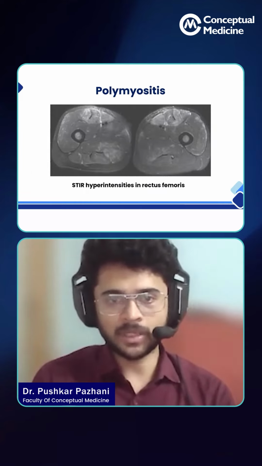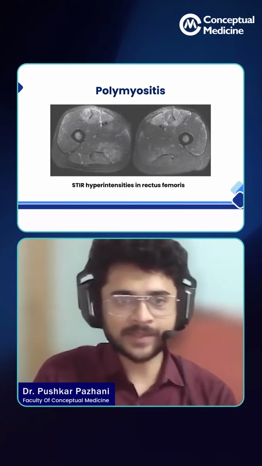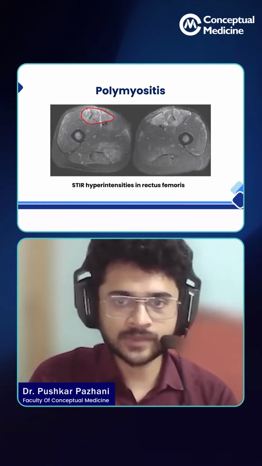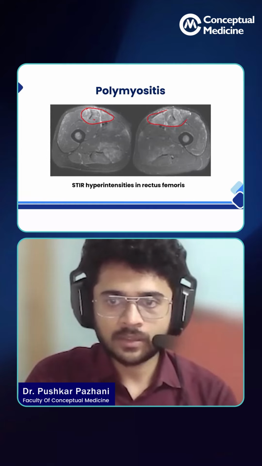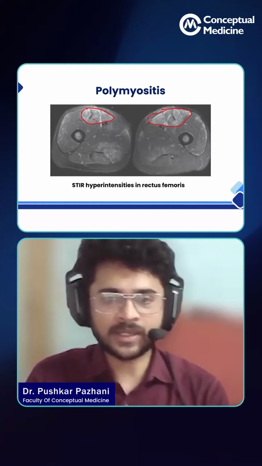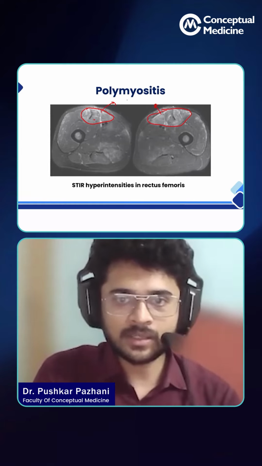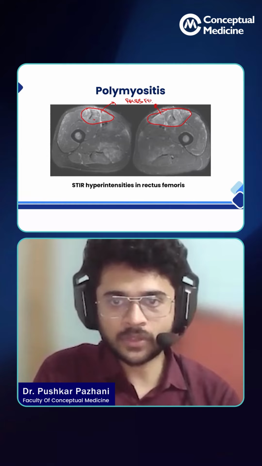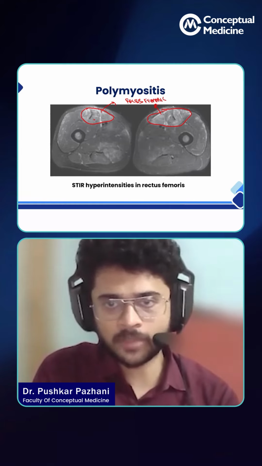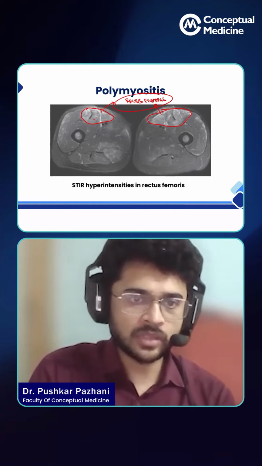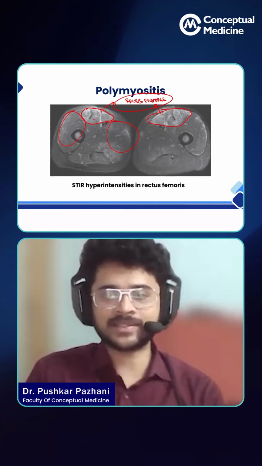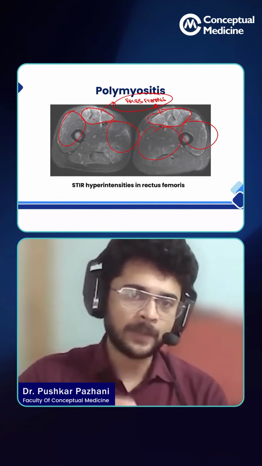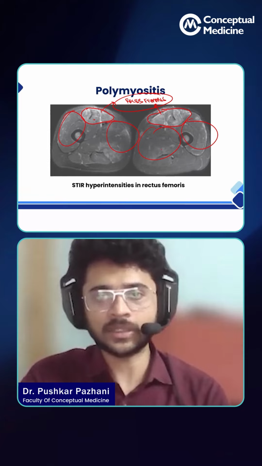This is a muscle MRI of a patient with polymyositis. You can see over here, this is a STIR sequence, and there are significant STIR hyperintensities involving the bilateral rectus femoris. If you do a muscle MRI for inclusion body myopathy, it will be exactly opposite. You'll get more findings in the vastus medialis and lateralis, and the rectus femoris will be spared. So this muscle MRI pattern is just the opposite of what you see in inclusion body myopathy.